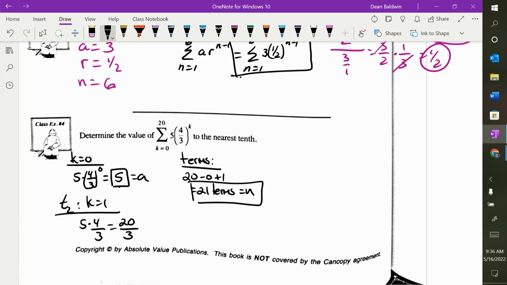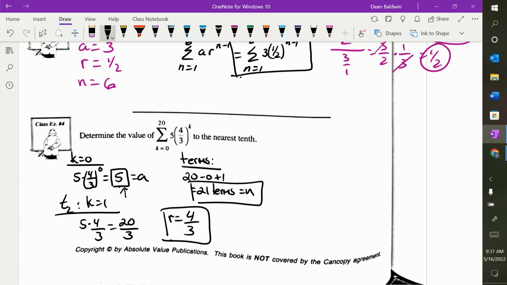Our T2 is this. So what is our R value? It's 4 over 3, right? First term was this. Second term was 5 times 4 over 3. Right? So R is going to be 4 over 3. Okay. We've got A, we've got R, we've got n.